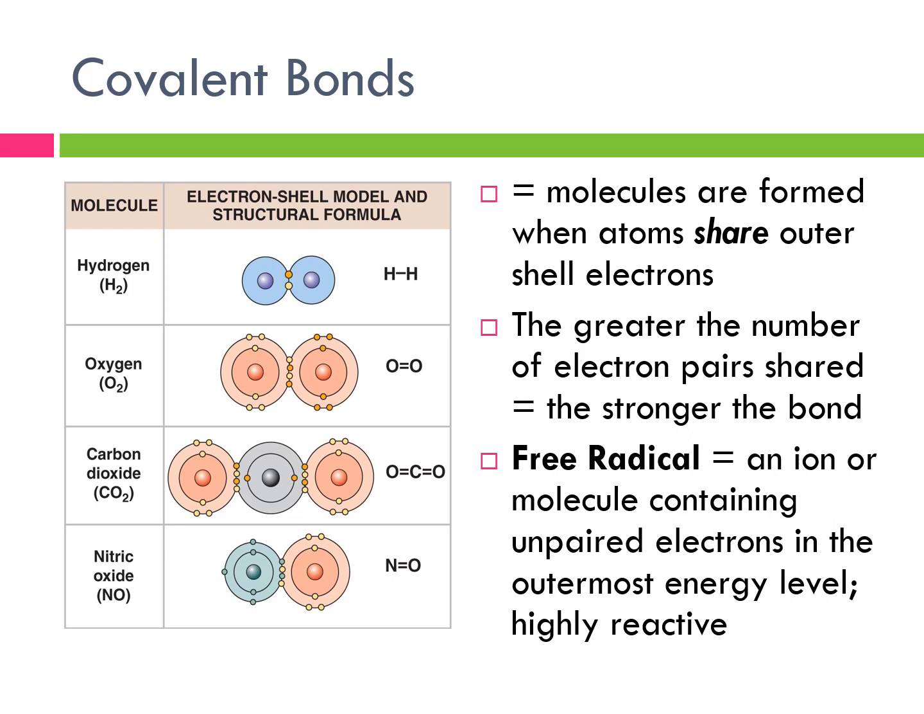So one more bit of vocab. A free radical is an ion or molecule containing unpaired electrons in the outermost energy level. So it's got an odd number of electrons in the outermost energy level. And free radicals are highly reactive. You've probably heard this term before. So free radicals in the body contribute to inflammation, they can contribute to cancer, all of those sort of negative outcomes.